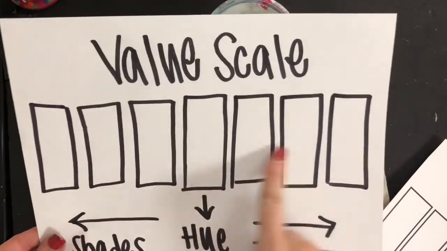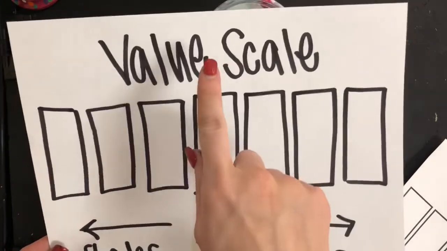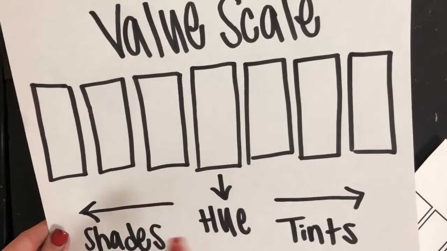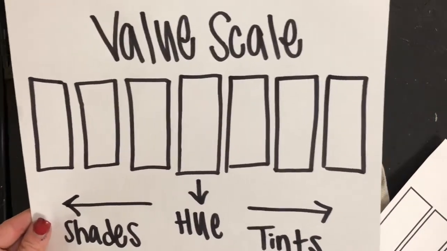Make sure you have 7 rectangles across the page, value scale up at the top, hue, tint, and shades. And we will be talking about those in our lesson. So let's go ahead and dive on in.